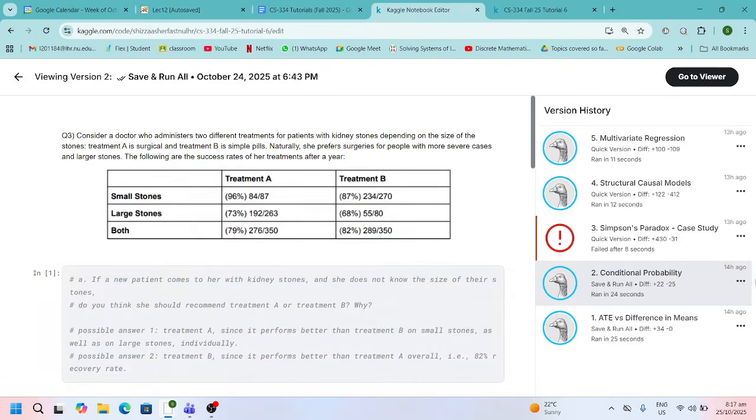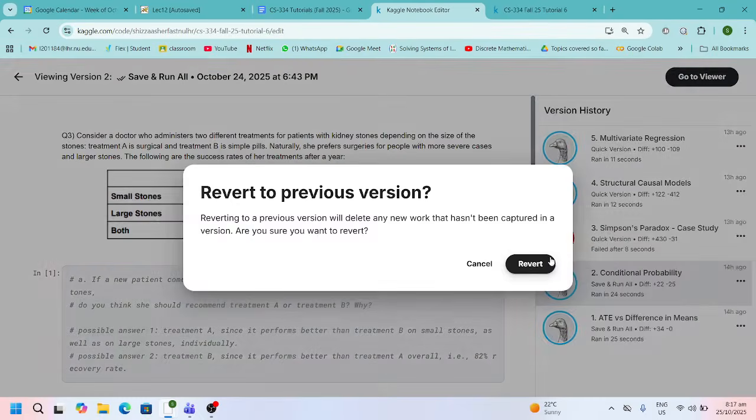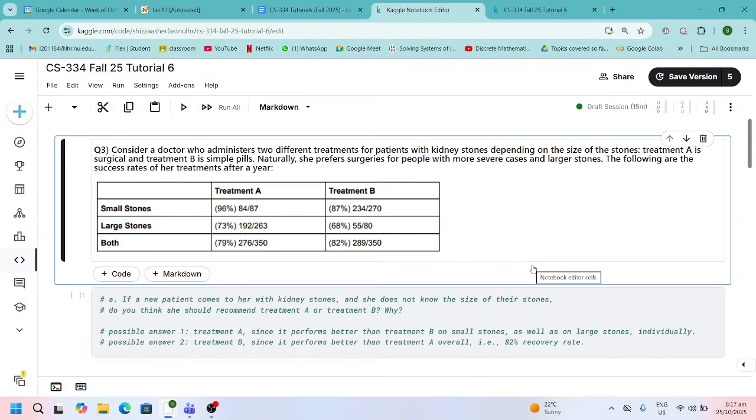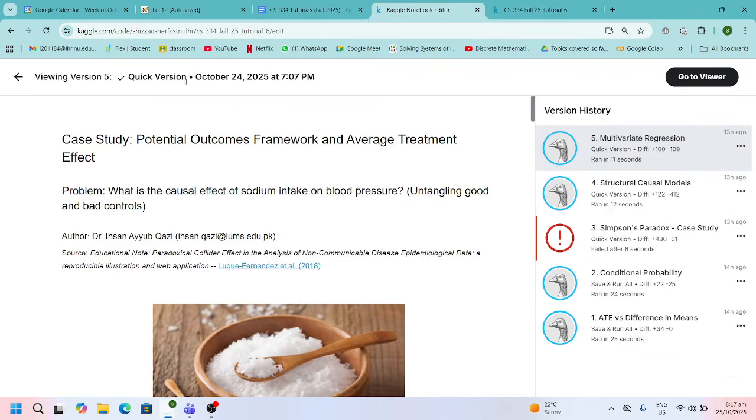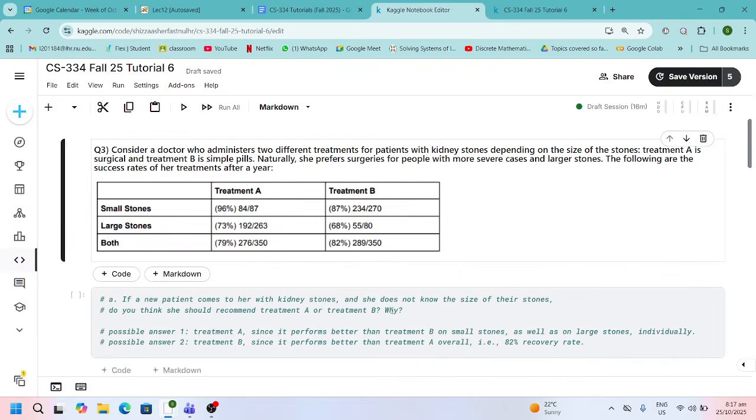All right, with that, we are going to move on to version 2 of our notebook. And version 2 includes a practice question on conditional probability. I believe that, inshallah, we will include one in ungraded homework 4 as well. And I will highly encourage you to attempt these questions before your upcoming midterm exam.